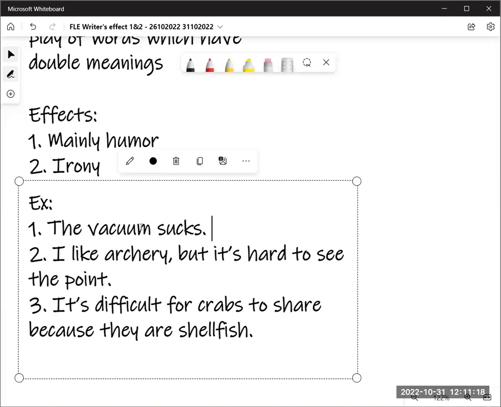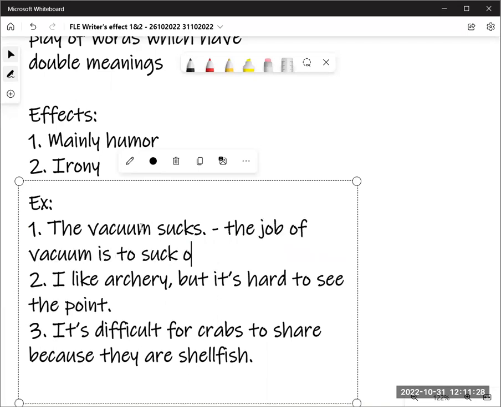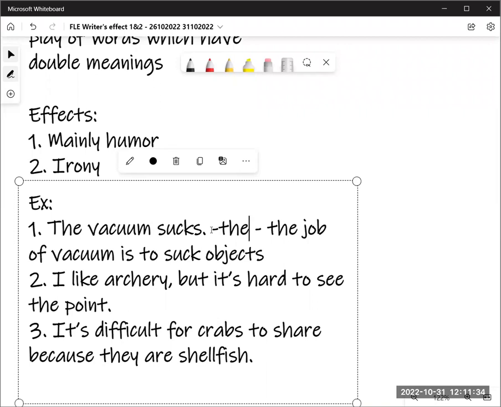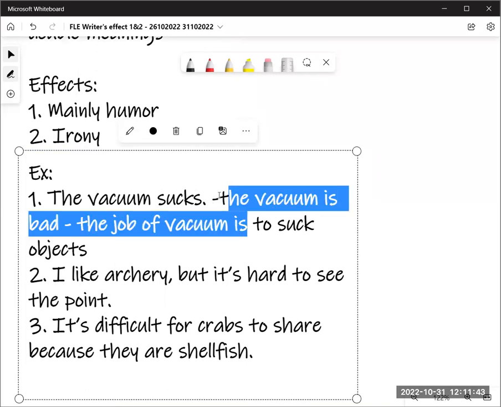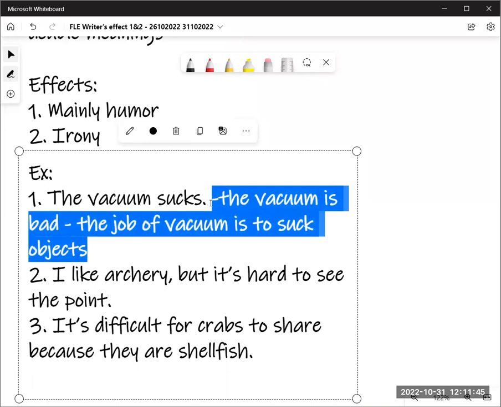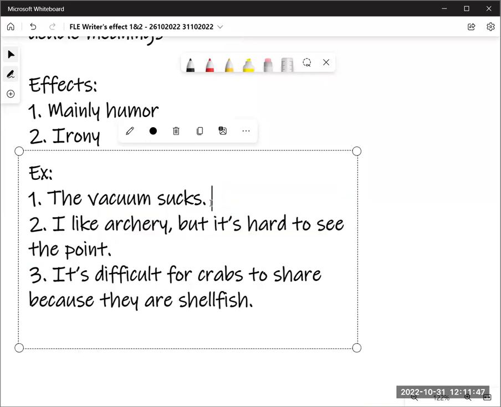The vacuum sucks. There are two meanings here. First meaning is, well, the job of vacuum is to suck objects. Well, that's not the main thing you can understand. Another thing you can understand is that the vacuum is not working properly, it is bad. Yeah, the vacuum is bad, and the job of the vacuum is to suck objects. So it's like, the vacuum sucks. So it's meant to be funny. That's one thing. It has two meanings.